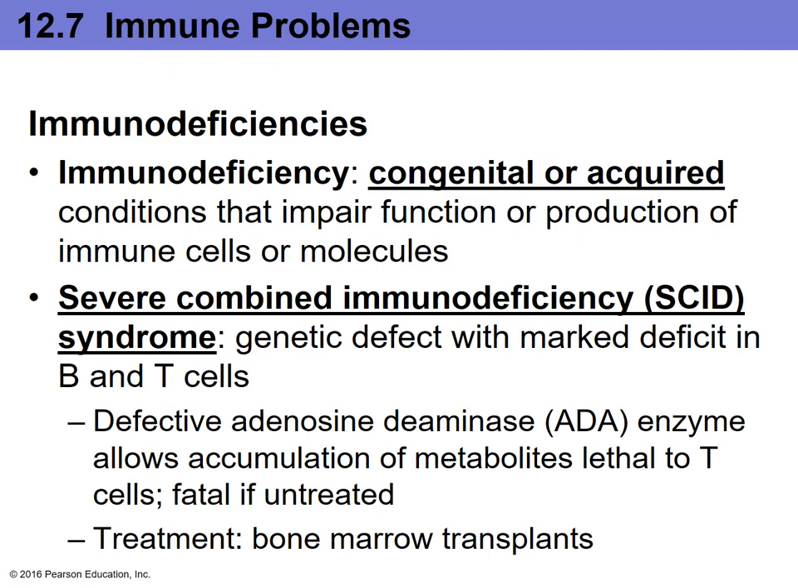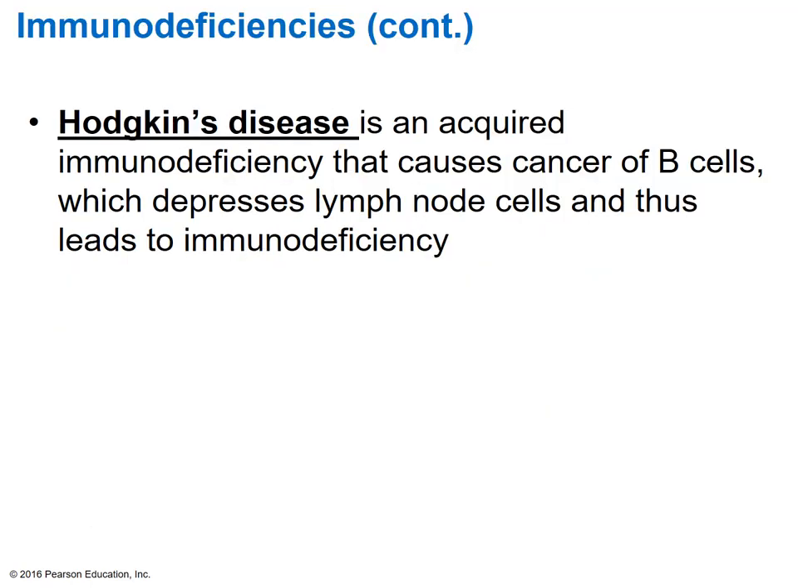Different types of immune problems. There are different types of immunodeficiencies. This may either be congenital or acquired throughout your lifetime where there has been some impairment. Severe combined immunodeficiency syndrome is where there's a genetic defect and it's affecting both the B and the T cells. What is the treatment? If you can do a bone marrow transplant, because that's where the B and T cells originate from, that would be the best form.